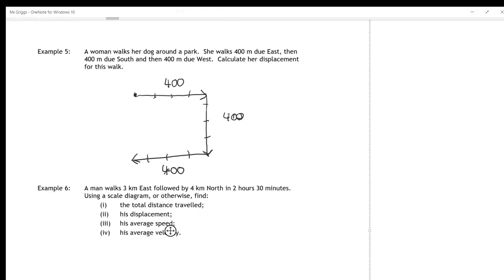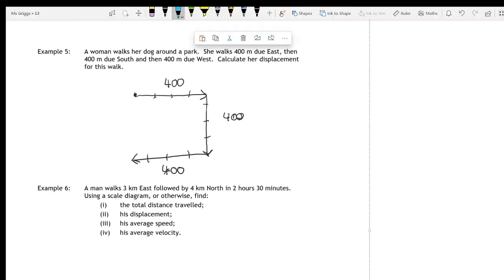So the displacement from the start to the end, this one's quite a nice one because it's just creating a square. You know, it's 400, 400, then 400. So we know just from looking at that, but you could measure it if you weren't sure. That would also be 400 meters. Okay, so it's going to be 4 centimeters or 400 meters.